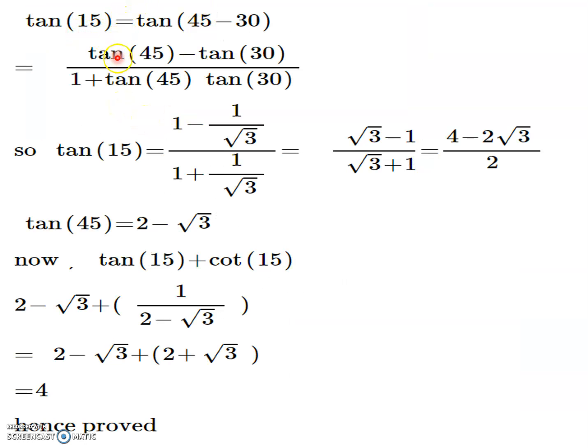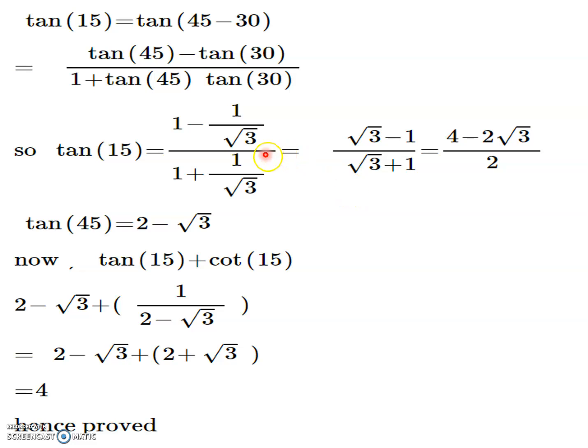Now we have to take tan 15. Tan 15 is tan(45 − 30). So tan 45 minus tan 30 upon 1 plus tan 45 into tan 30. Which value do we have to take? Yes, we have to know that tan(a − b) is (tan a − tan b) upon (1 + tan a into tan b). So for tan 15, tan 45 is 1, tan 30 is 1 upon root 3. So 1 minus 1 upon root 3, upon 1 plus 1 upon root 3, because 1 multiplied by any number, that number remains the same.